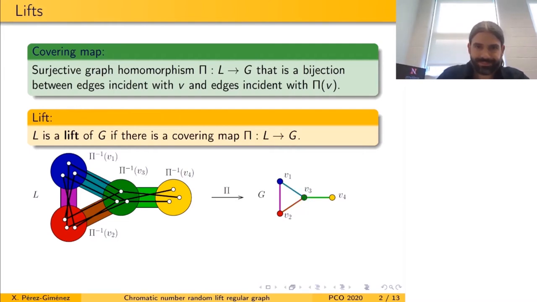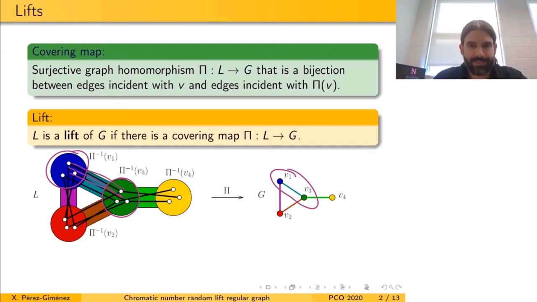So these bins are called fibers. For each vertex in the base graph, I have a fiber with all the pre-images of that vertex. And it's easy to see that for any two fibers that correspond to adjacent vertices in the base graph, I have a perfect matching across the fibers.